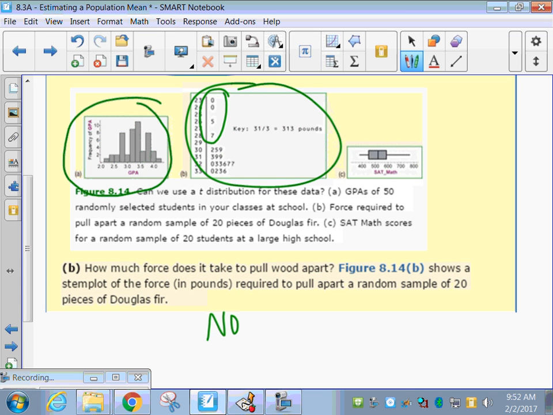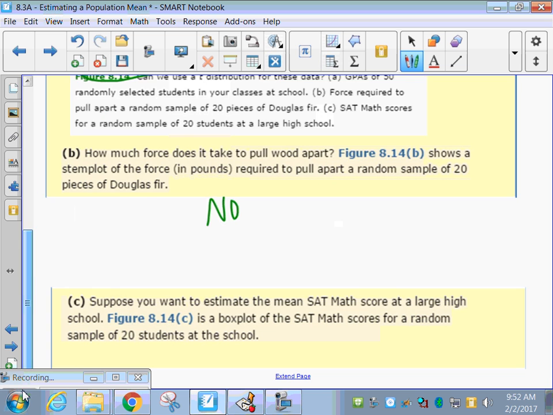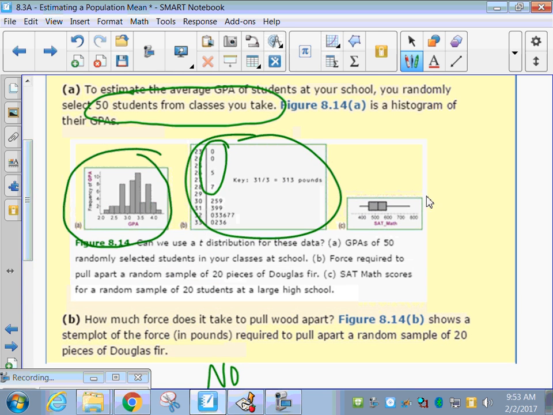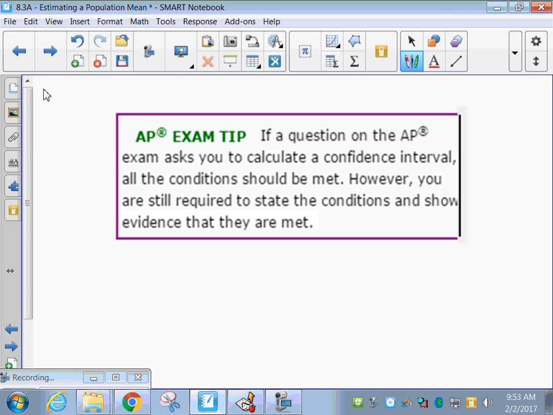All right? So no. Part C, suppose you want to estimate the mean SAT math score at a large high school. Figure C is a box plot of the SAT math scores for a random sample of 20 students. So we did do a random sample. So this one, the book says, and if you say it's strongly skewed and say no, I guess that's fine, but the book says on this one it is moderately skewed with no outliers, so you're good to go. This one is good news. You can do the whole problem.